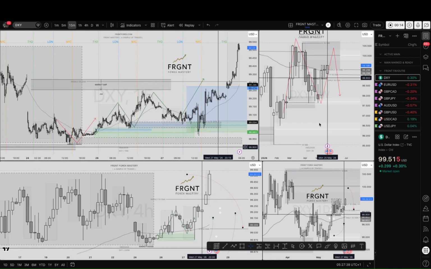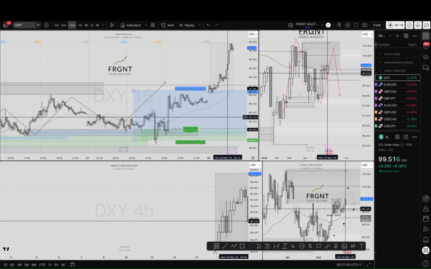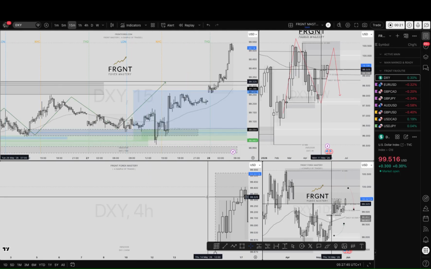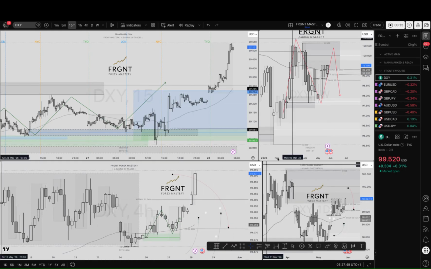I haven't marked my charts up just yet, to be honest. And if I am honest, it's probably going to be a nil trading day for myself personally. I'll explain the reasons why.